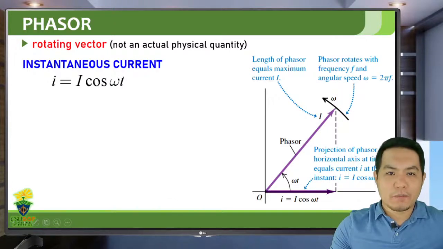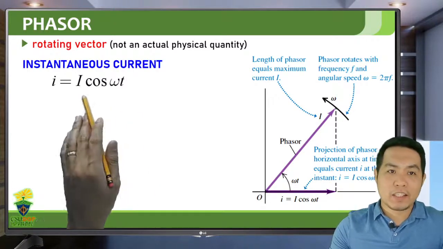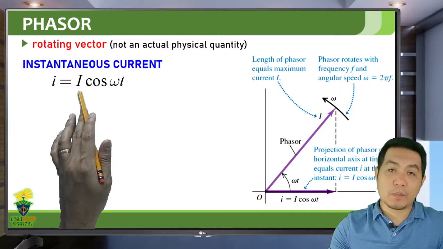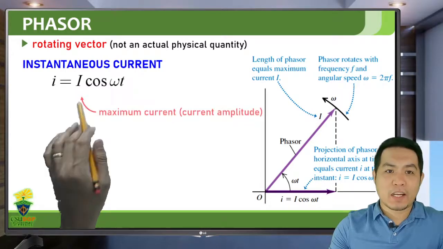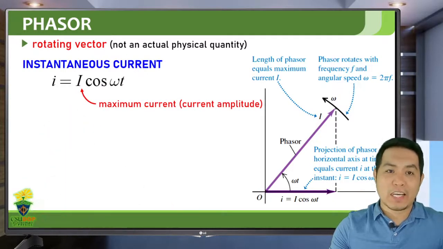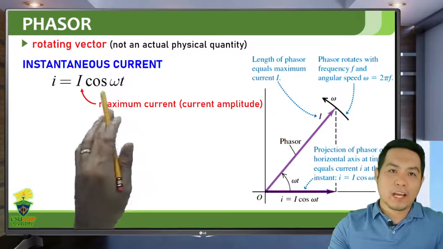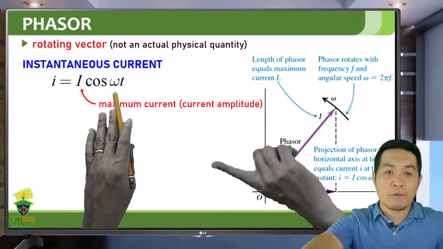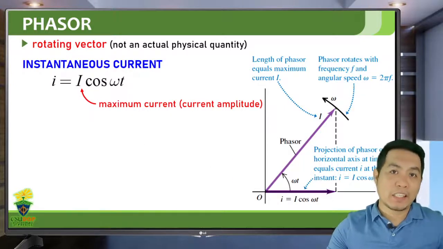We can define our instantaneous current as just I, the magnitude of the phasor, the rotating vector, which is also the maximum current, or what we call the current amplitude, times the cosine of the angle, which is given by the angular frequency, how fast the phasor is rotating, times the time.